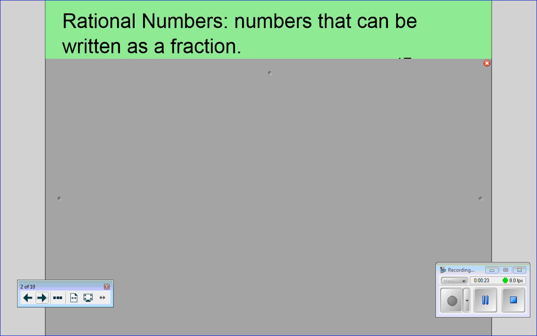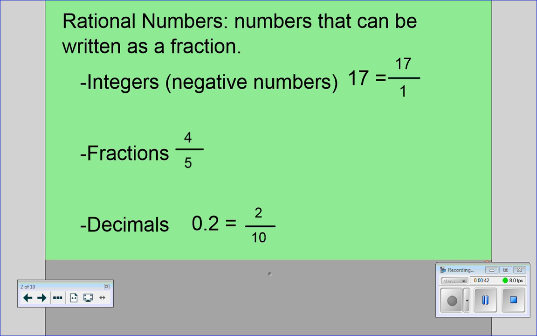Rational numbers can be written as fractions. Now, let's talk about some things that can be a rational number. Okay, so what is considered a rational number?